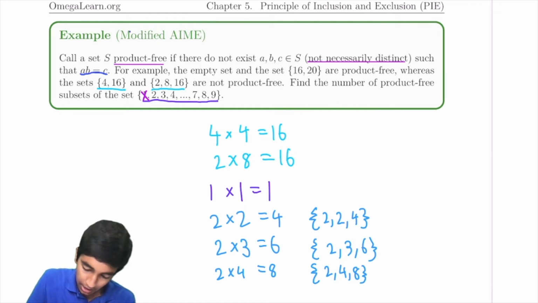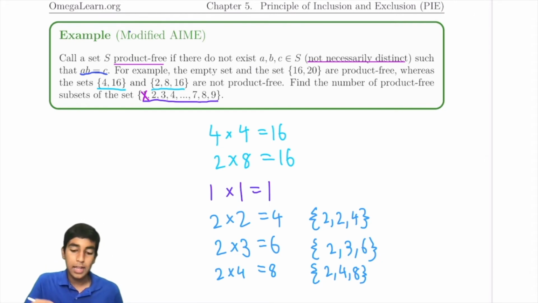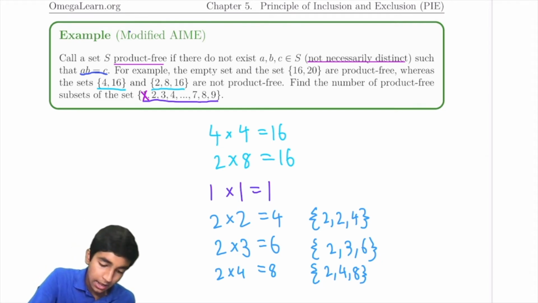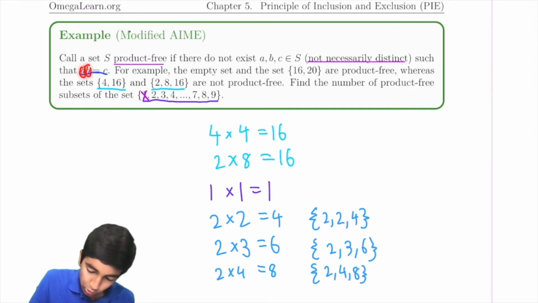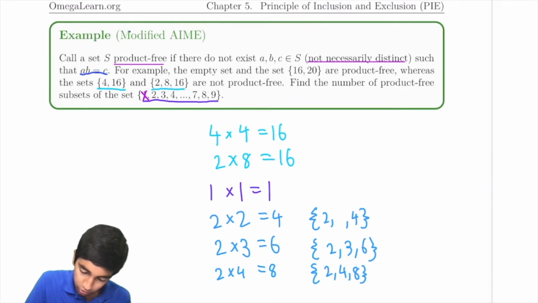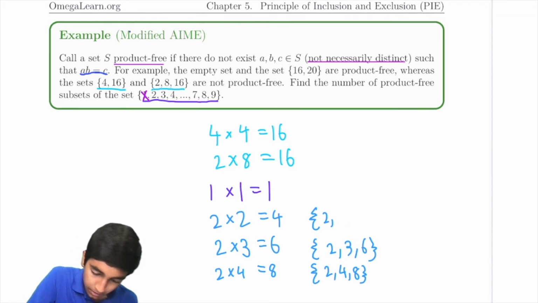In this first subset, we don't actually need to have 2 2's, because we can repeat elements to be A and B. So A and B can both be just one of the 2's. So essentially we don't even need the second 2 here. Just 2 and 4 suffices.